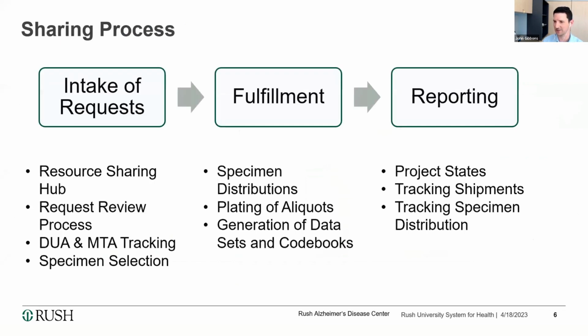And this is the structure where we left off with our request. The first thing starts with the intake of requests through our resource sharing hub, the request review process, and tracking our DUAs. Then I'll talk a little bit about the fulfillment of our request, our specimen distributions, how we plate them, how we generate the data, and then some of the reporting tools we use to keep track of everything over time.